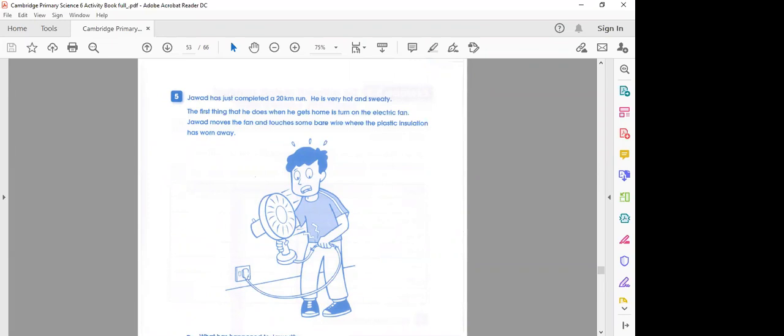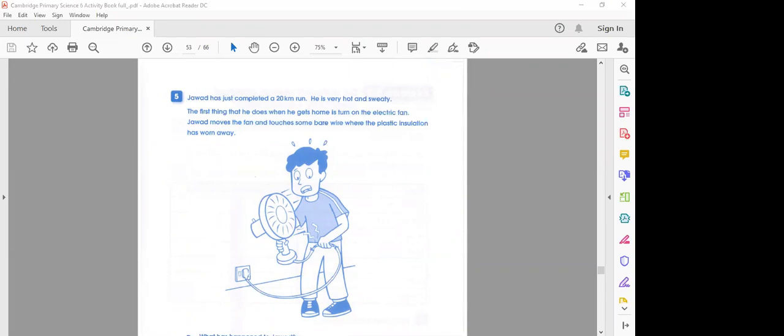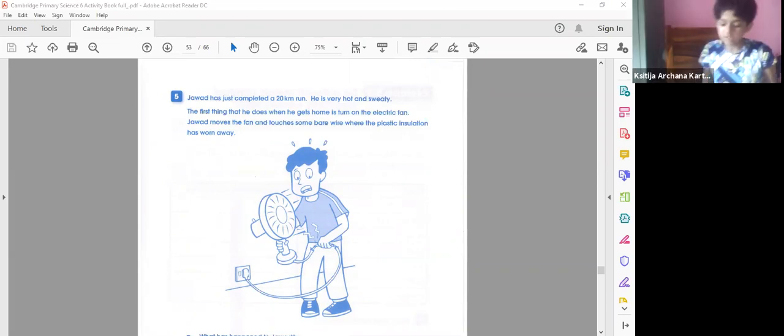Now, Kshitija, answer me this question. The question that you see. A or B, ma'am? Answer me B. Jawan was hot and sweaty. Heat and water are good conductors of electricity. He had touched a place where the plastic cover of the wire was blown off and the fan was on. Copper wires are also good conductors of electricity.